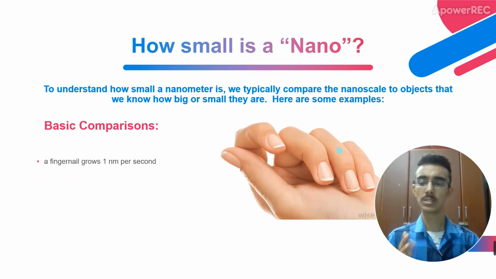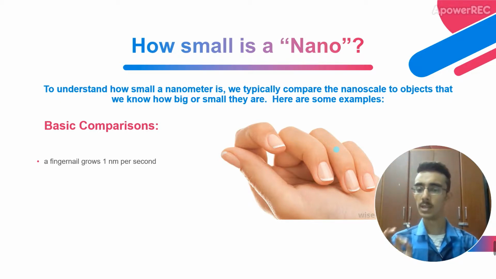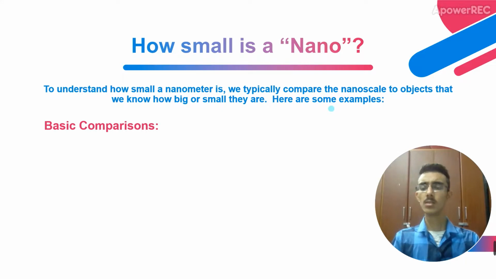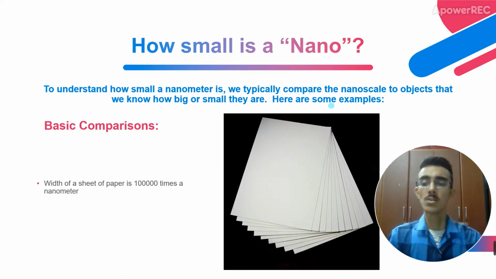A fingernail grows at 1 nanometer per second rate. We know that fingernails grow very slowly, but 1 nanometer per second is hard to visualize, but we are getting the feel, right? Now with this last example, I think everything will be clear. The width of a sheet of paper is 10 to the power 6 times a nanometer. Now that is really thin.